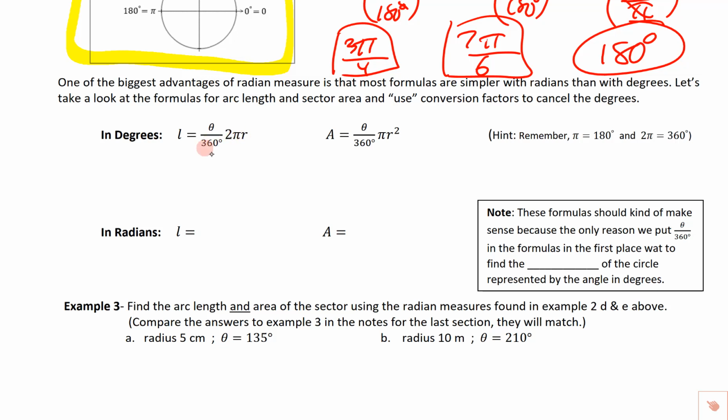Does anybody notice anything about this right here? Zach? It has degrees and radians. It does. It has 360 degrees on the bottom, and it has 2 pi on the top. Aren't those the same thing? So couldn't I just cancel those off? If it's measured in radians, the only reason we had that theta over 360 in the front is because it was measured in degrees. If you measure in radians and they don't have any units, those will cancel and we get theta times r. Now tell me that's not an easier formula. That's way easier, isn't it?